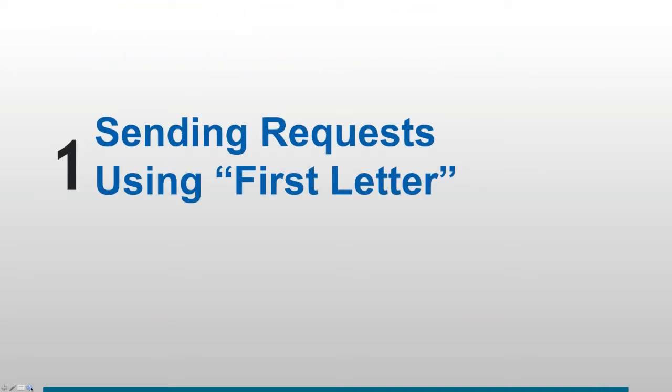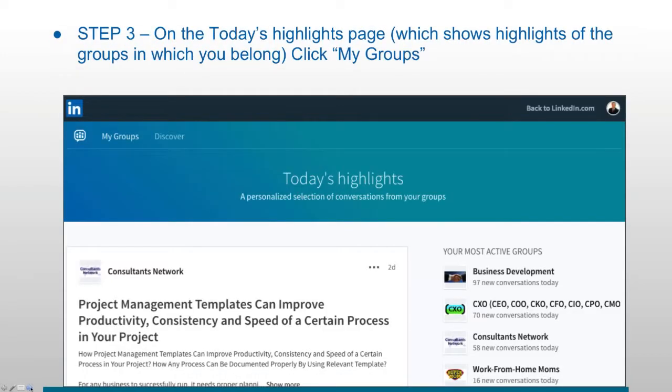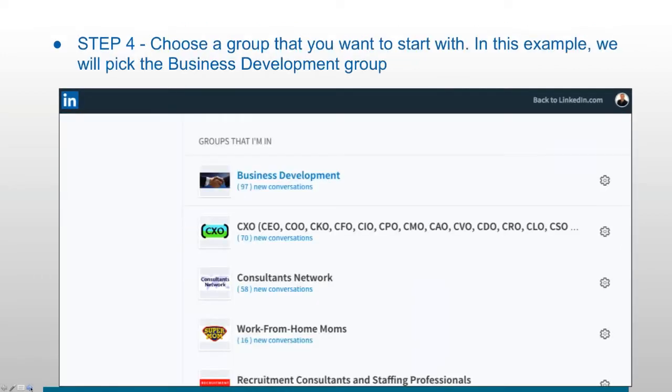Okay, the first one, sending requests using the first letter. You go to your home page, then you click on the top right-hand side where it says Work. You click there on the top of where I've circled, and then you click on Groups. On the Today's Highlights page, which shows highlights of the groups to which you belong, on the top left, you click on My Groups. See it right there? I've just circled it.